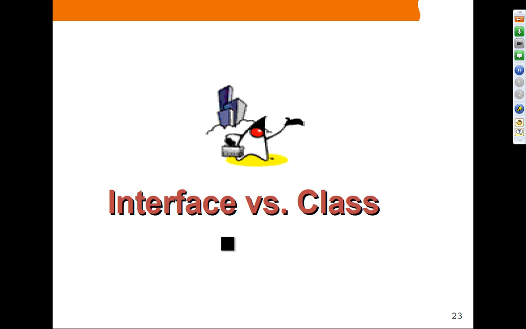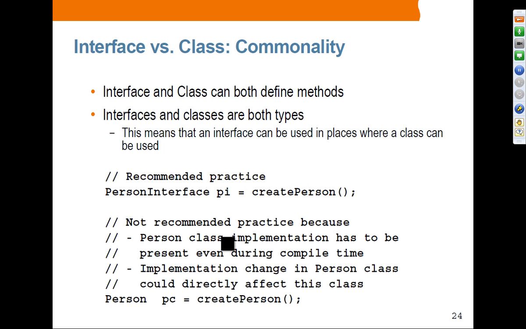Alright, so let's talk about interface versus class. The commonality is that both interface and class define methods. Interfaces and classes are both types. So again, as we learned before, you were able to use a class as a reference type for a variable type. And now you can do the same thing with an interface. You can have an interface type like this as a reference type.